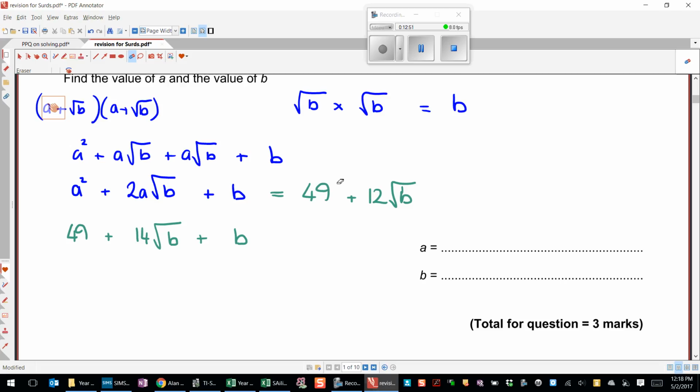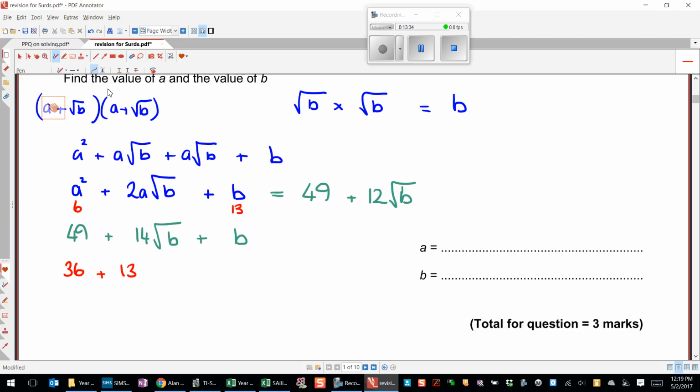But what we do know is that A squared gives you a square number. So what we're looking at is we need a square number plus a prime number to make 49. Well, let's test. 36 is a square number, which would make A 6. 36 plus what makes 49? 13. So that would suggest that A would be 6 and B would be 13.